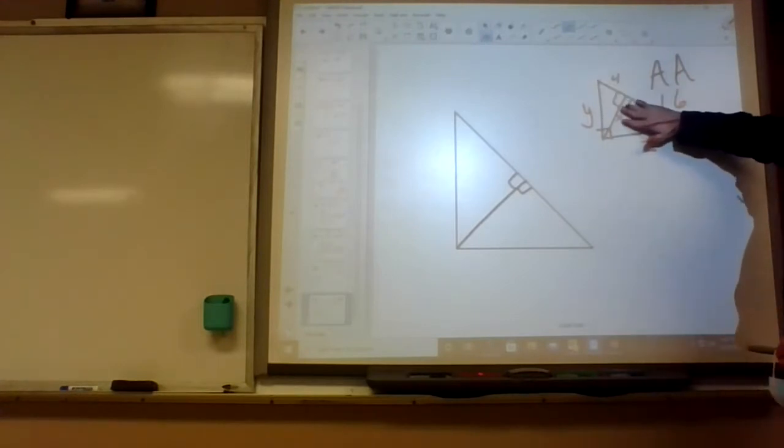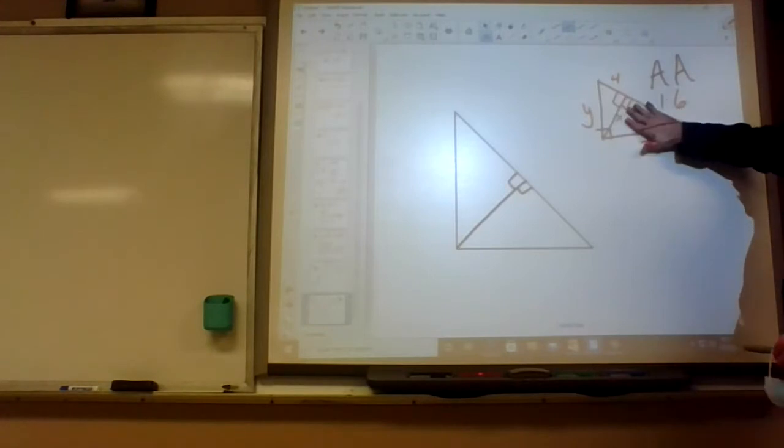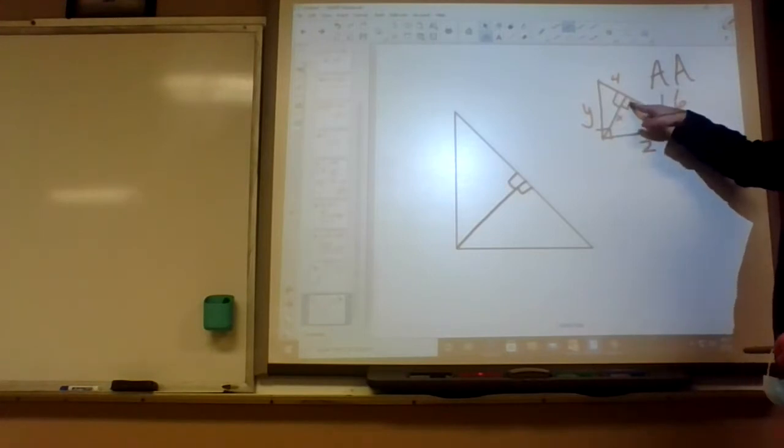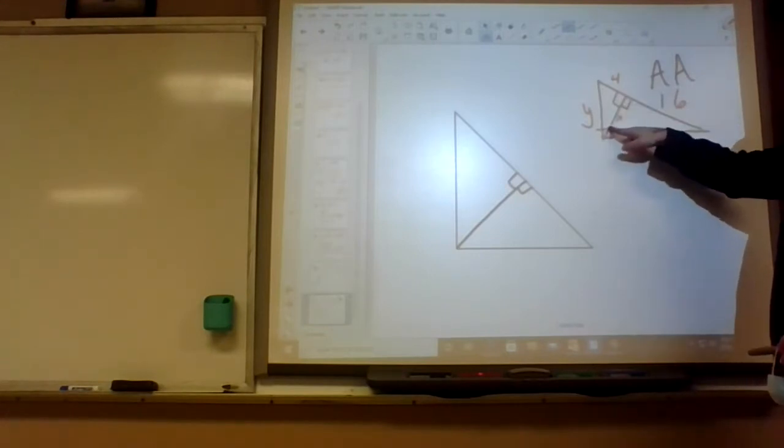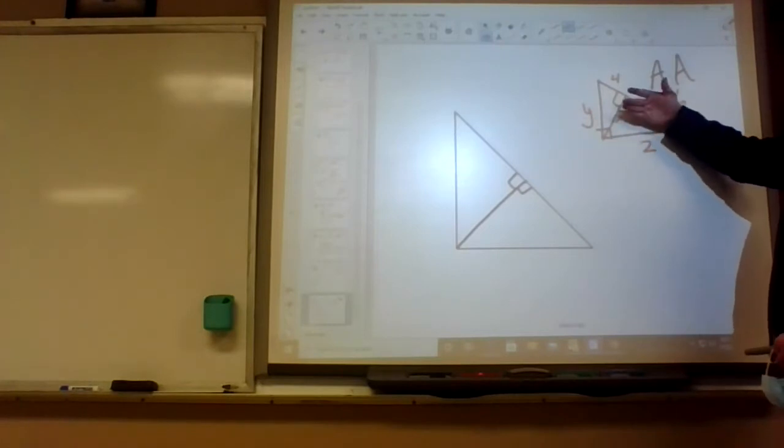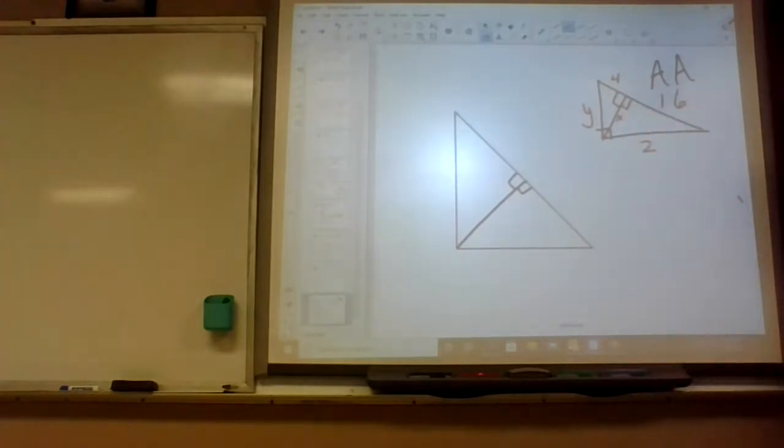So this little triangle is like the flipped around version of the big triangle. See how the right angle is in this corner? And on the big triangle it's in this corner? So you've got to kind of flip it in your head and move it like this. You guys see what I'm saying?